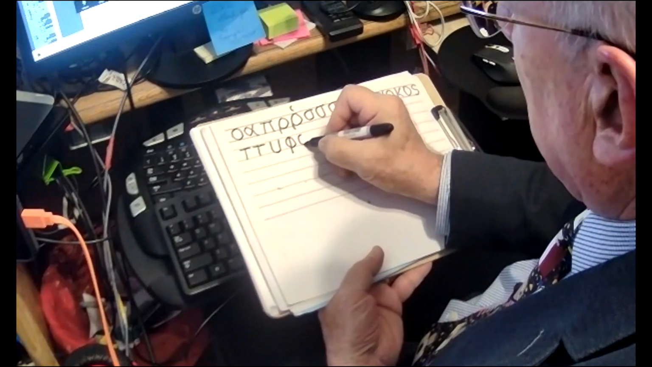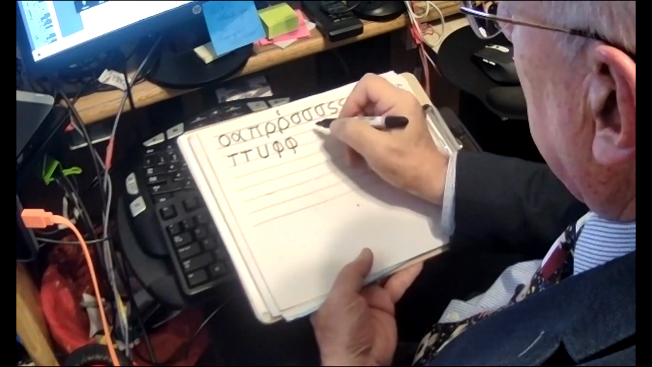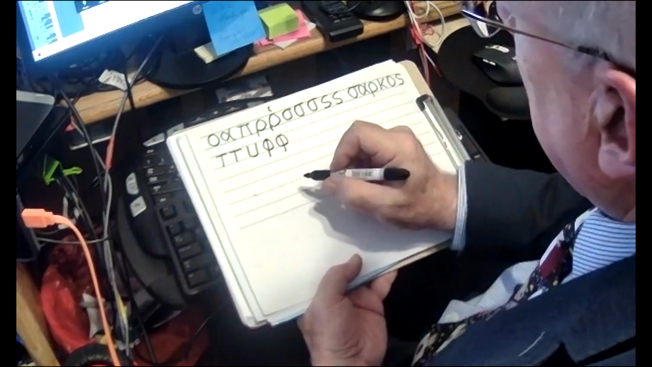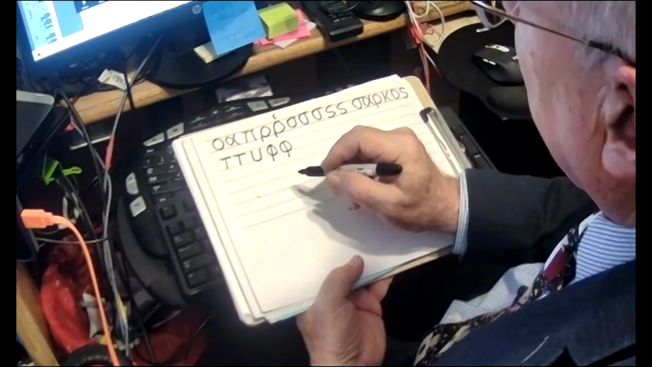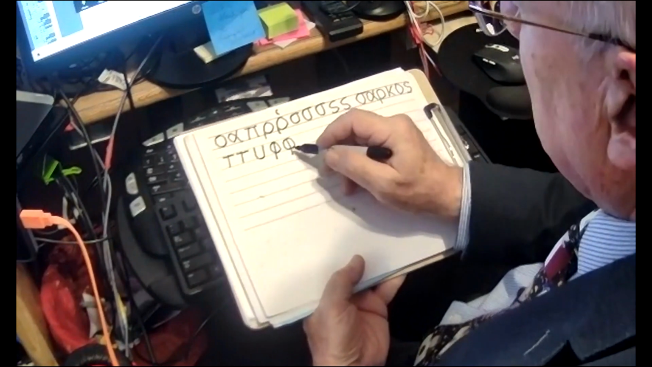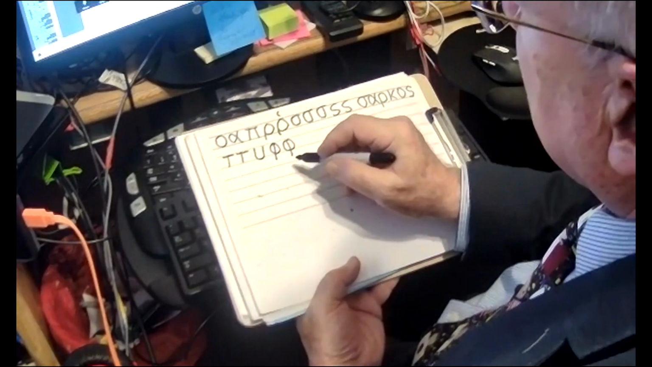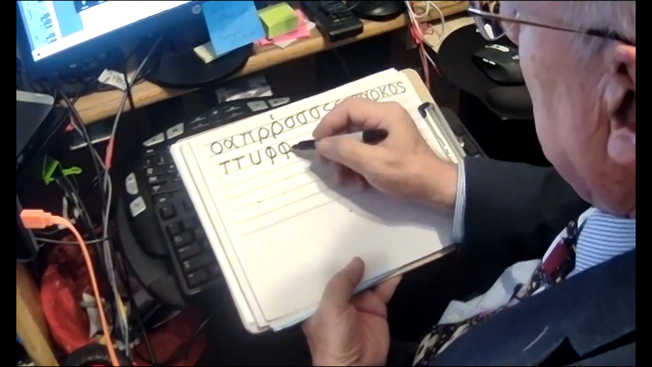If you make an omicron and come down through the middle, you have phi. Phi, P-H-I. Phi is our F sound. The letter is phi. The sound is f.